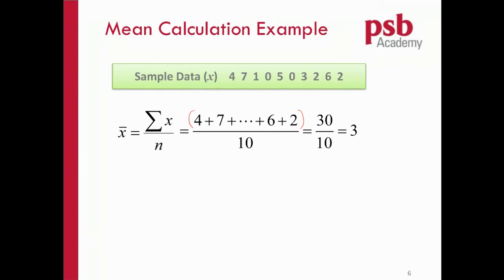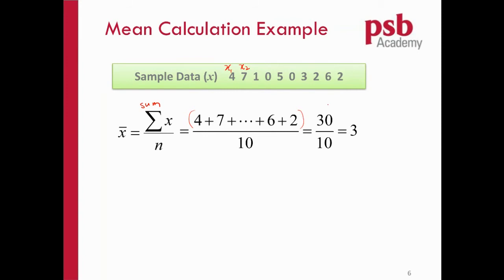But you express it in symbol form so that you don't need to write what plus what plus what. In this way, you just need to use a symbol called sum. This is the sum. You sum up all the x. x is the data. This is called x number 1, this is called x number 2, and so forth. Okay, you sum up all the x, that will give you the summation of the x.